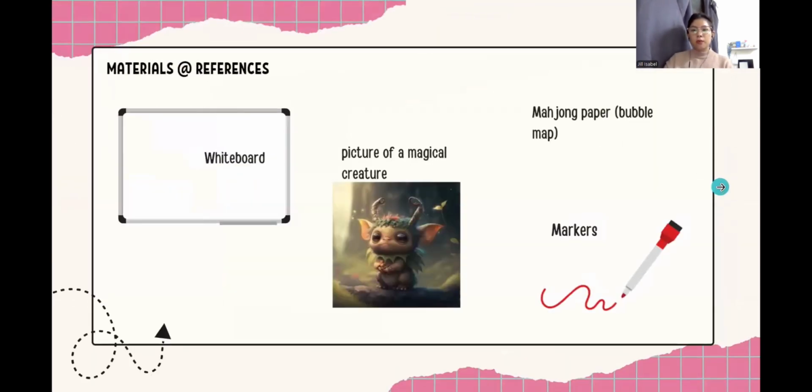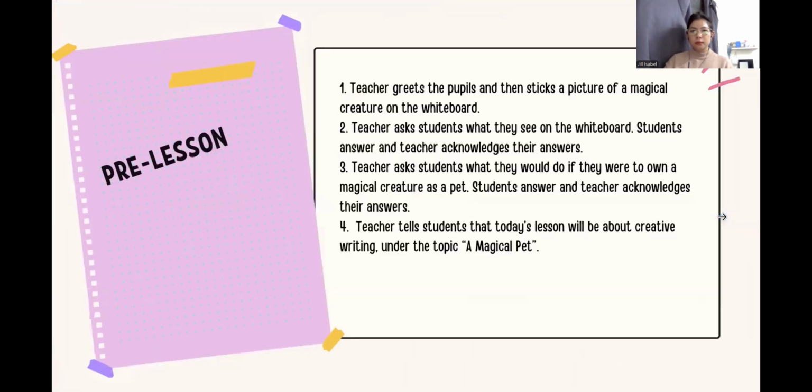Now, the materials that will be used in this lesson are whiteboard, a picture of a magical creature that is printed on a piece of A4 paper, mahjong paper, and also marker pens.